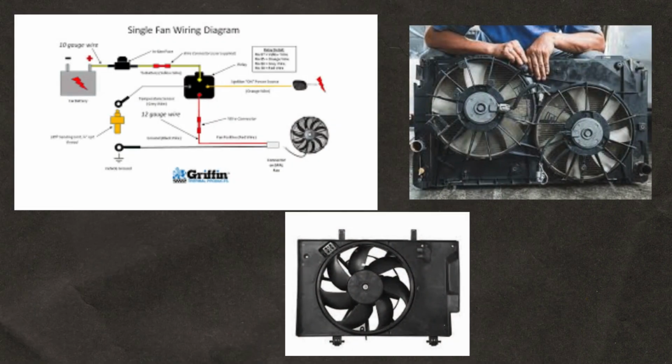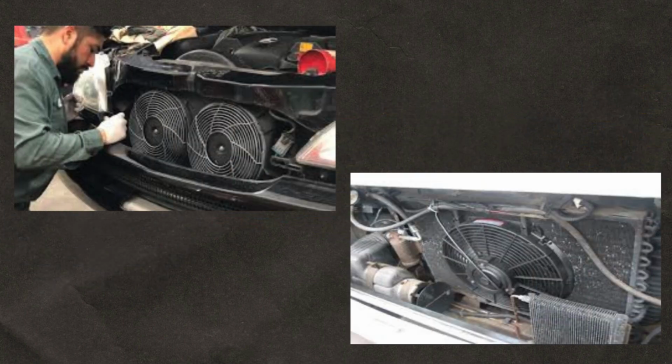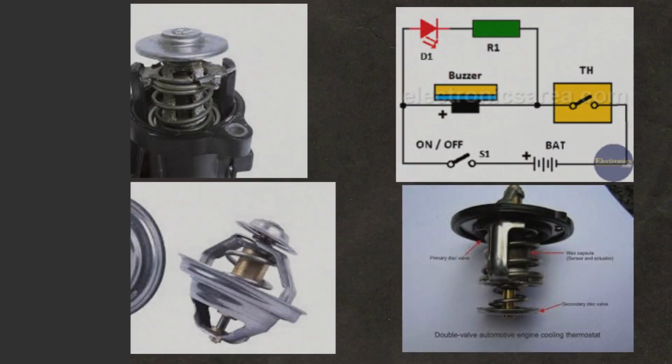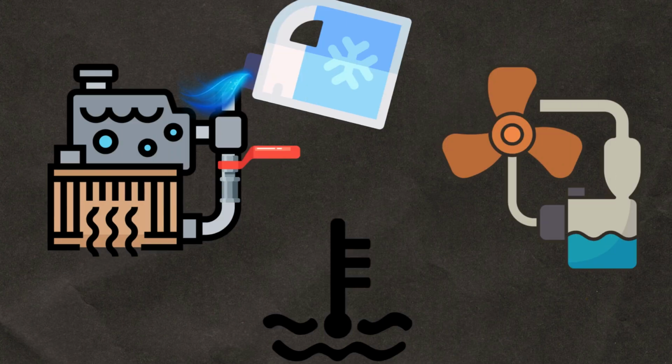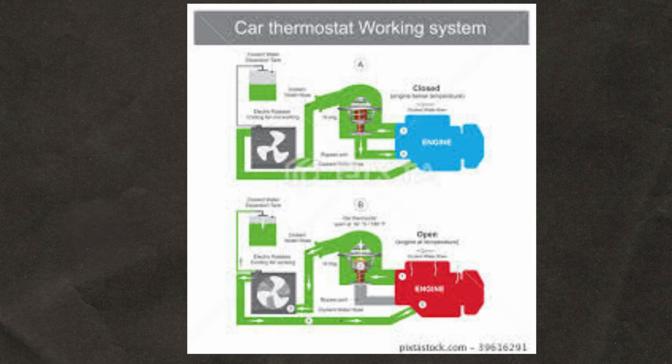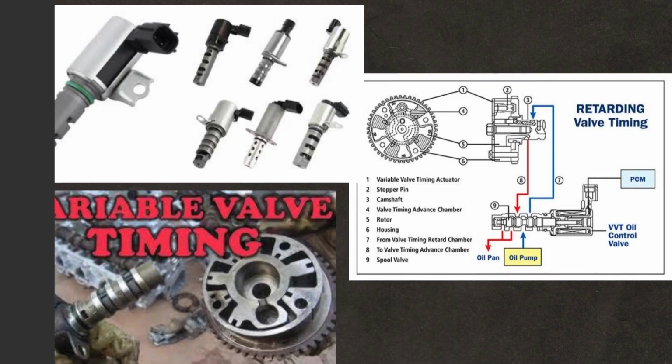Radiator fan. Cools the engine by drawing air through the radiator. Controlled by the ECU based on coolant temperature to regulate engine cooling. Attached to the radiator. Thermostat. Controls the flow of coolant between the engine and the radiator. Opens and closes based on coolant temperature to maintain optimal engine operating temperature. Typically found between the engine and radiator in the cooling system.